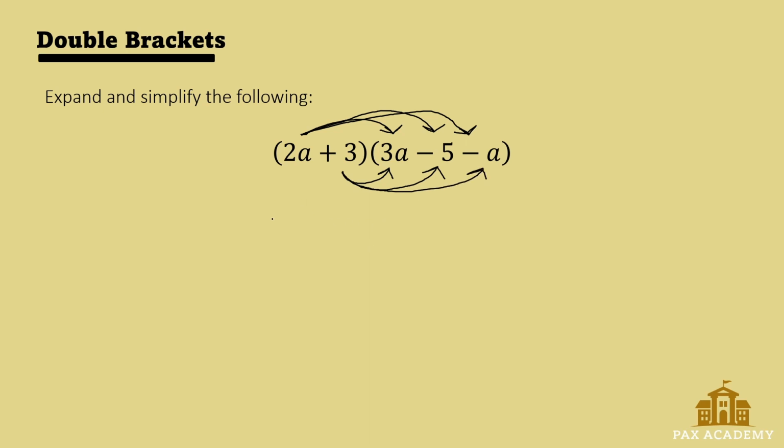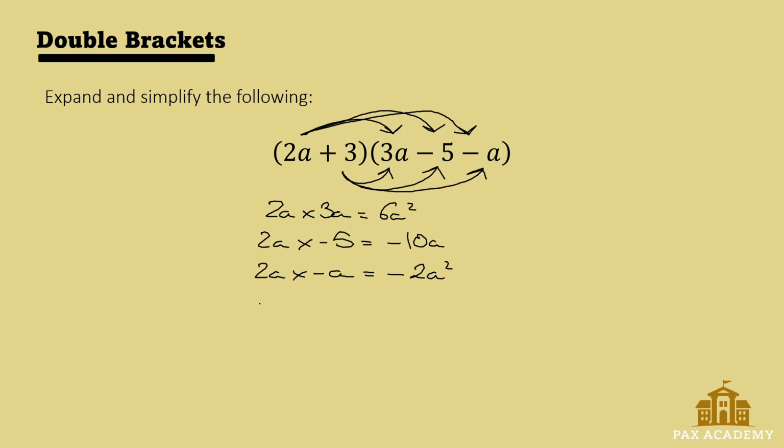Excellent. So then we have 2a times 3a. 2 times 3 is 6. A times a is a squared. So 6a squared. 2a times minus 5. Minus 5 times 2 is minus 10a. 2a times minus a. We have a minus, so minus 2 and then a squared.